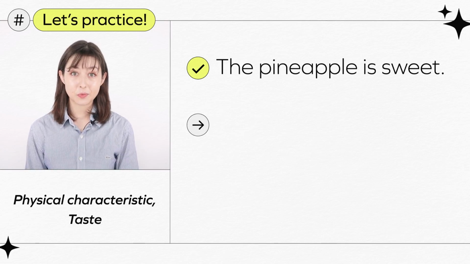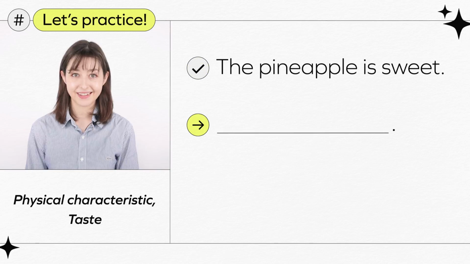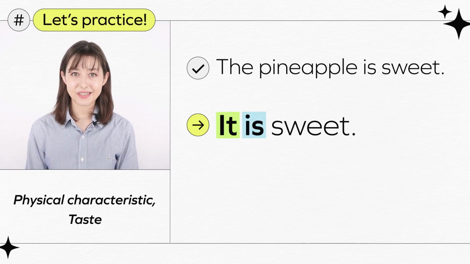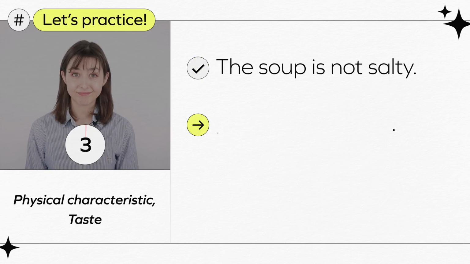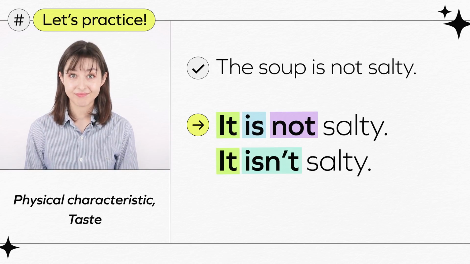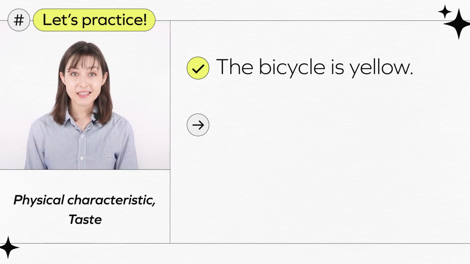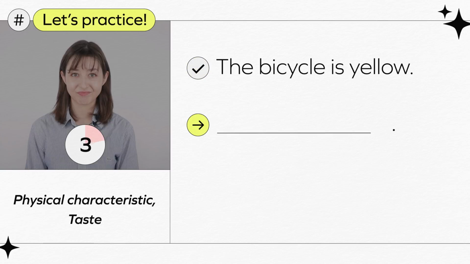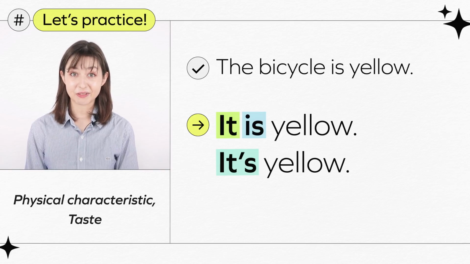The pineapple is sweet. Nice. It is sweet. It's sweet. The soup is not salty. Great. It is not salty. It isn't salty. It's not salty. The bicycle is yellow. Excellent. It is yellow. It's yellow.